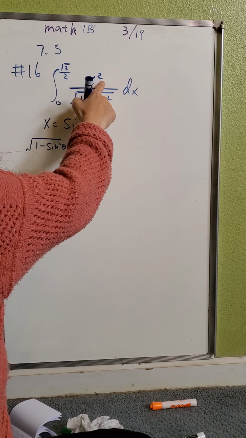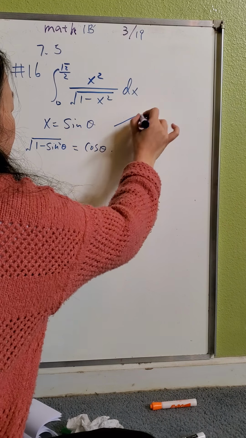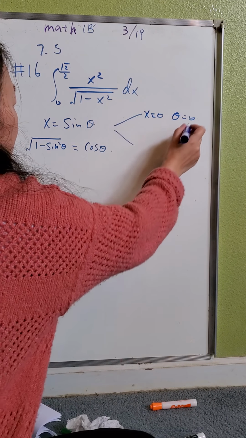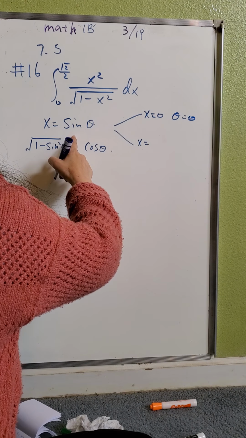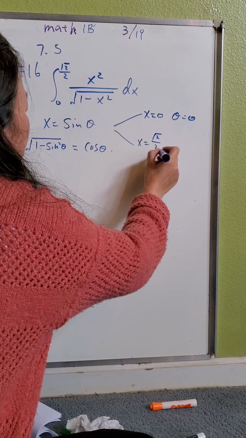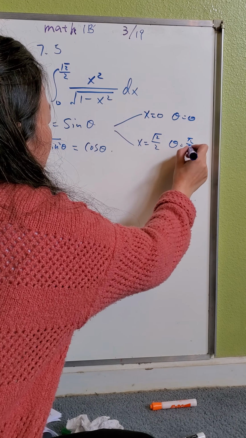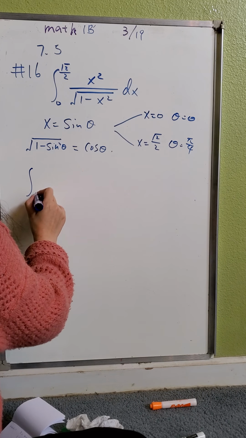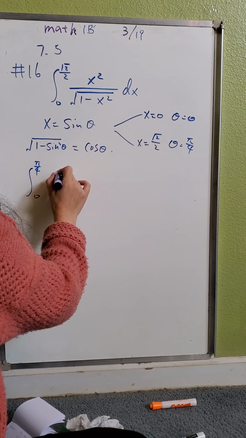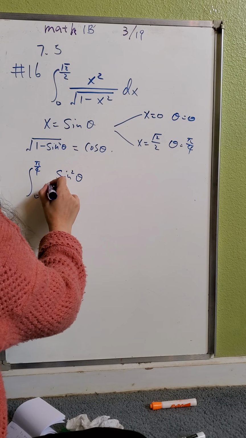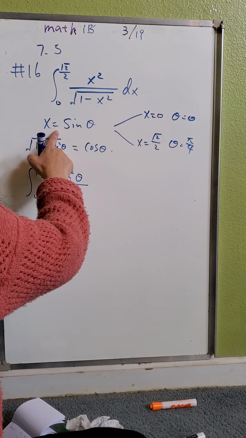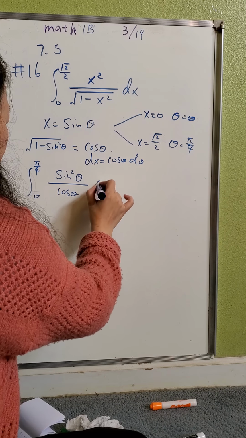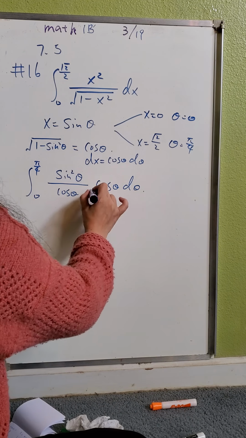And then I have a limit too. Some students said converting the limits is easier, so I'm going to use the limits. When x equals 0, theta also equals 0, and when x equals square root 2 over 2, theta equals pi over 4. So it becomes the integral from 0 to pi over 4 of sine squared theta over cosine theta. I forgot to take the dx: dx equals cosine theta d theta. That's pretty nice, so the cosine goes away.